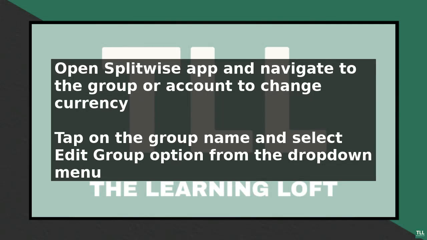Changing the currency in Splitwise is a straightforward process that can be completed in a few steps. To begin, open the Splitwise app and navigate to the group or account for which you want to change the currency. First, tap on the group name or the three dots next to it, and select the Edit Group option from the drop-down menu. In the Edit Group page, scroll down to the Currency section.